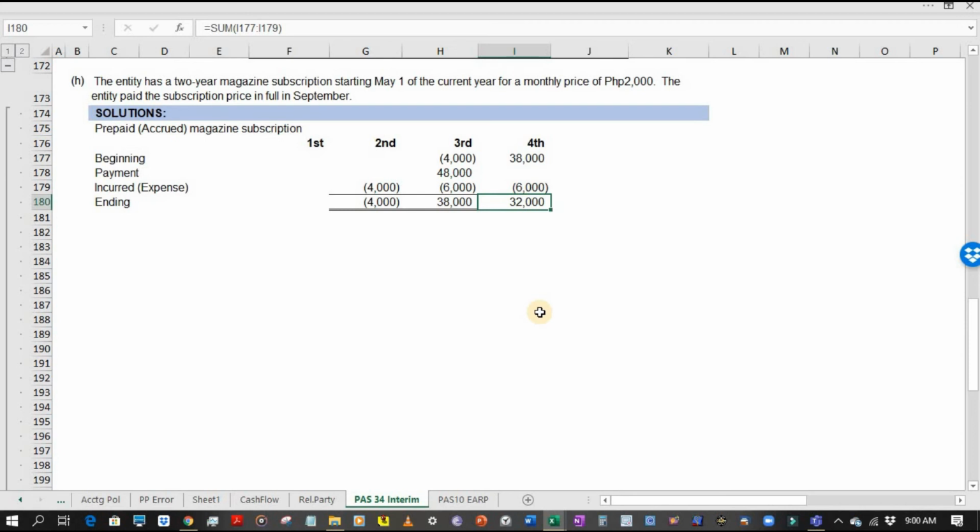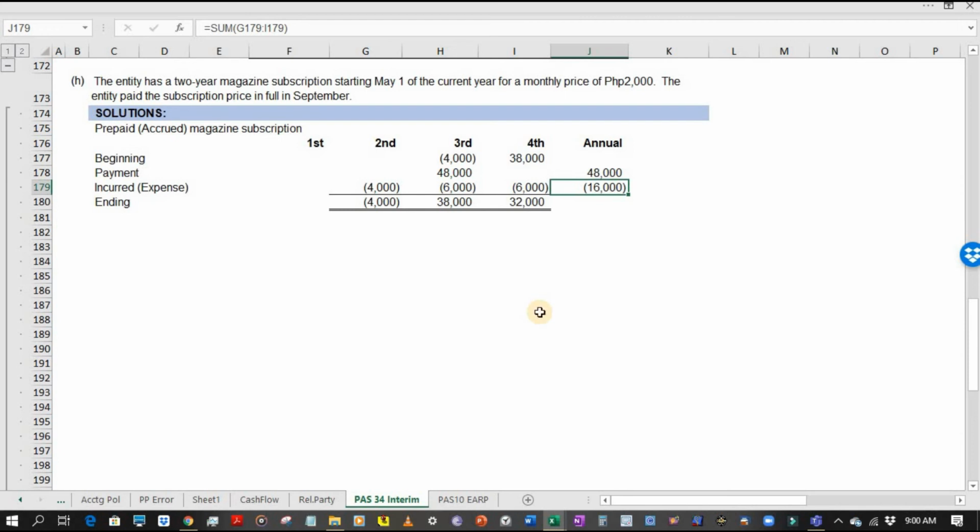Then, for the annual reporting, we have a payment of 48,000 pesos because as of the year, the beginning of the year is January, and we have no accrual or prepayments at the start of the year. That is why there will be no beginning balance. But the payment is already a total of 48,000 pesos, and we have already incurred a total expense of 16,000 pesos, which covers 8 months of the year.